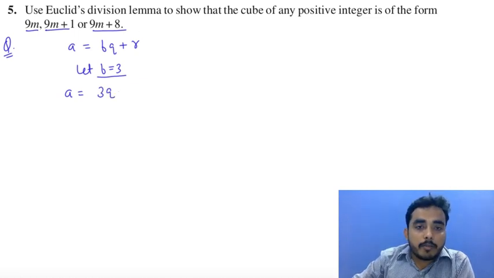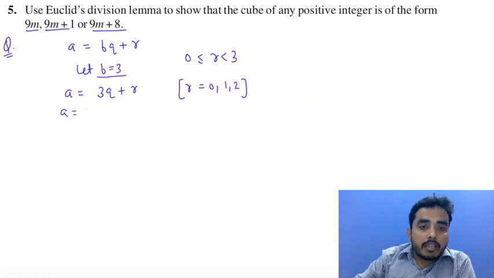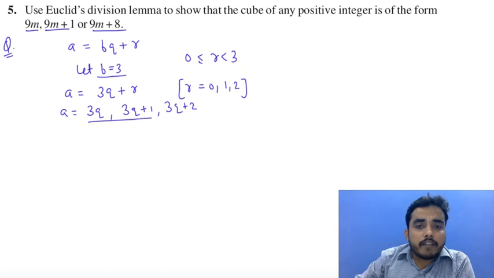सो दिस इज 3q plus r. अब r मेरा जो है यहाँ पे क्या क्या वैल्यूज ले सकता है? r can take values 0, 1 and 2 because we know r should lie between greater than equals to 0 and lesser than 3. So r can take these three values. So a can be of the form 3q, 3q plus 1 and 3q plus 2. अब अगर a इन तीन फॉर्म्स का है, we need to check the cube of a.